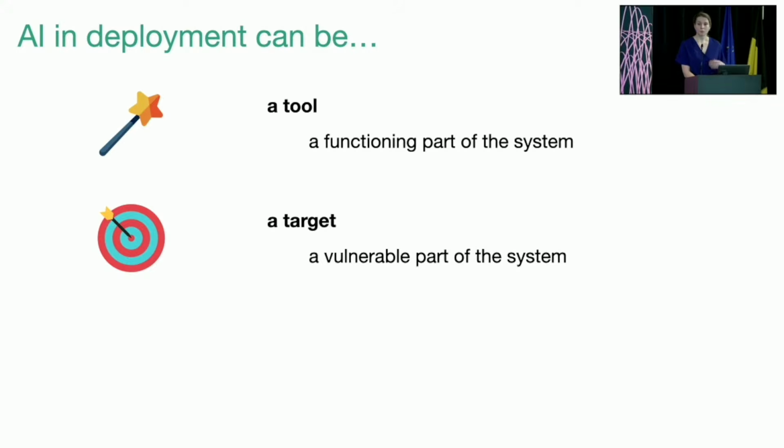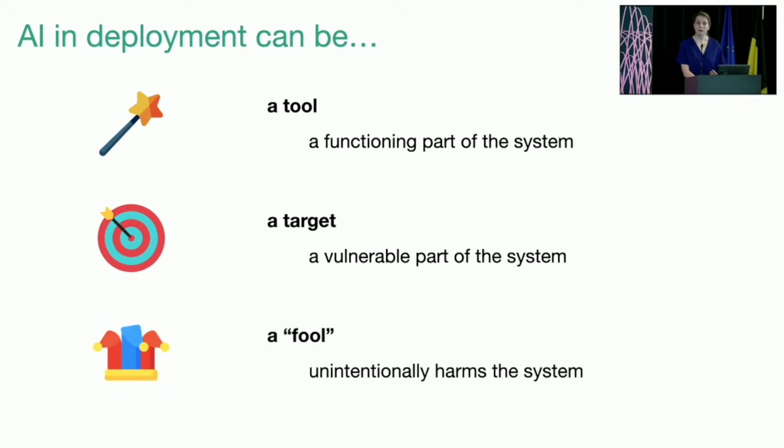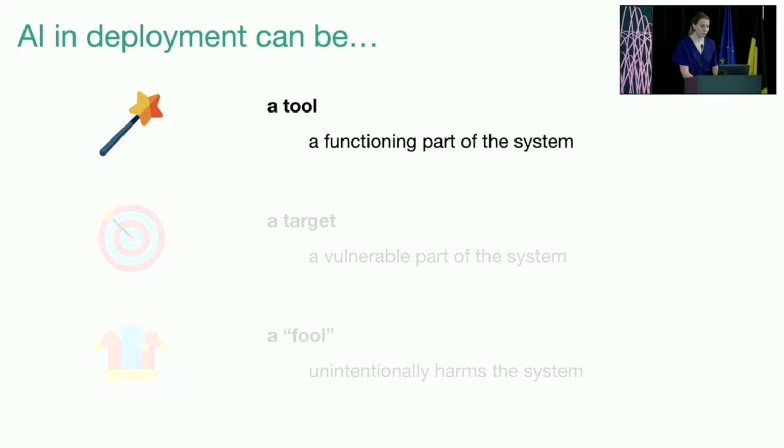So AI can be a tool, AI can be a target, but I will convince you today that AI can also be a fool. AI can be a part of the system which, without intention or without even any malice around it, can introduce failures and can introduce harms in your system. And if we are aware of that, then we should know how to mitigate it. So we will start into looking at AI as a tool, as a functioning part of your system.